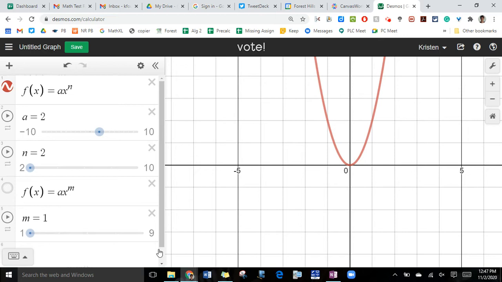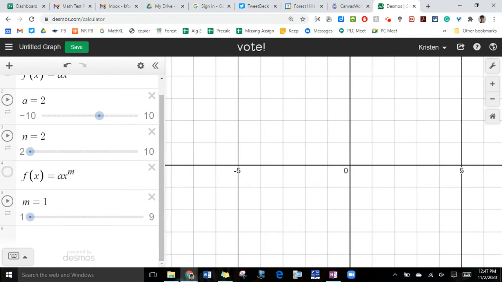Now, when we jump to an odd exponent, I'll turn that guy off and turn on my odd one. This is just an x to the first, which we all hopefully know is just a line. I'm going to increase that to 3. So here's our cubic function. We should recognize that as a cubic function. I know you guys have learned about cubic functions before. Now, what happens when I go to the 5th power?